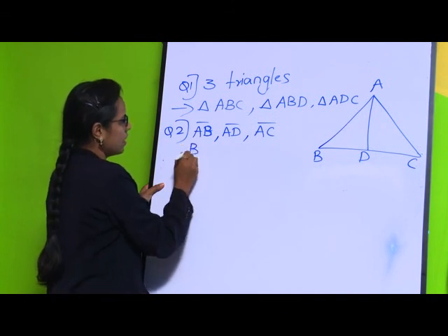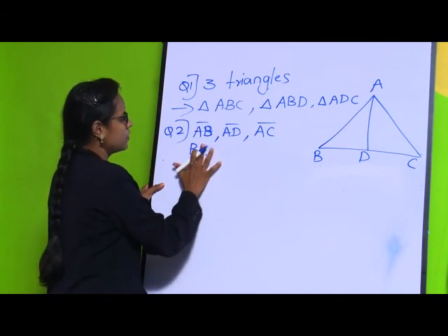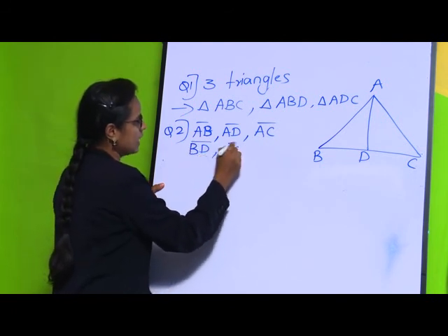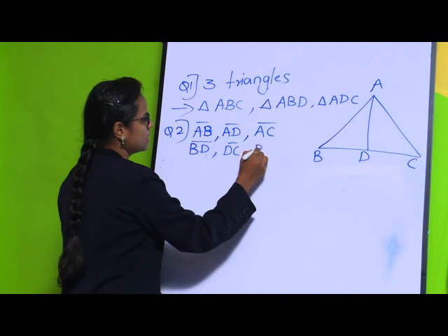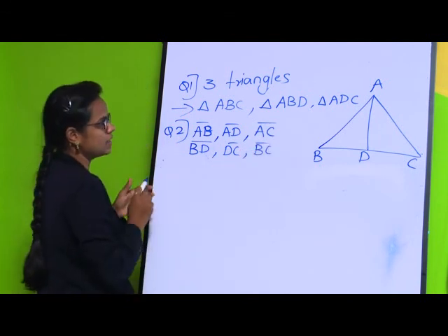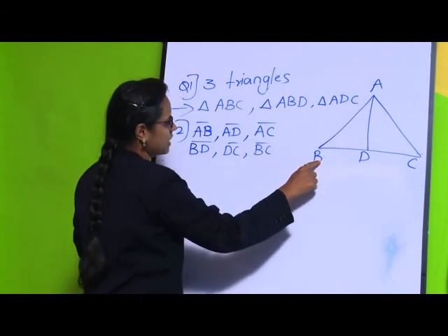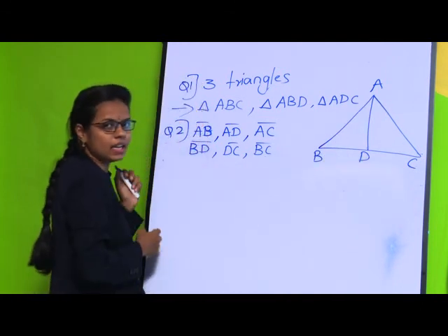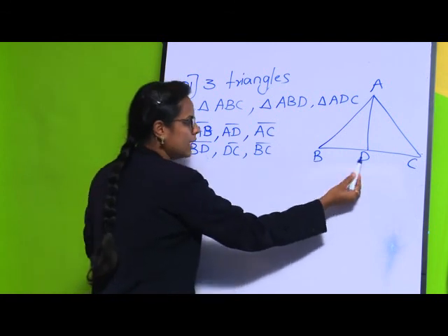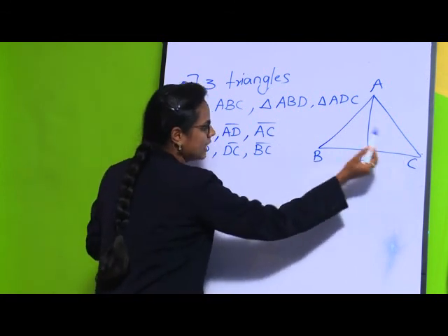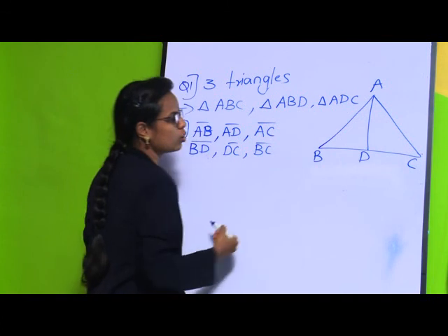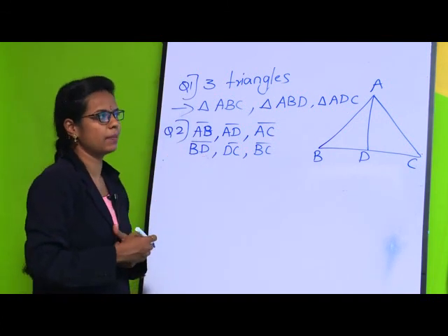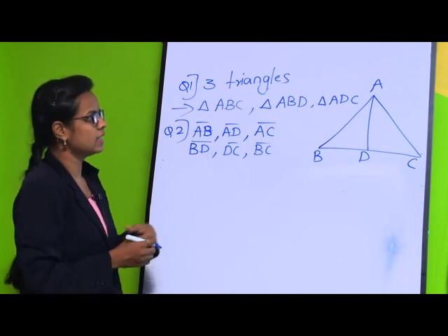So, first we will take BD, BD is the line segment, then DC is the line segment and BC is also the line segment. Let us take a review here. AB is the line segment, AD is the line segment, AC is the line segment. In the same way, BD is the line segment, DC is the line segment and BC is also the line segment. So, 6 different line segments. Let us see the next question.